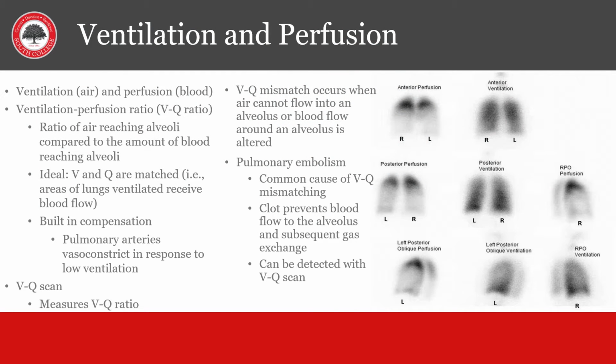Ventilation is the air taken into the lungs, and perfusion is the blood flow ready to accept the oxygen and disperse the carbon dioxide. Ideally, this should match, but in the case of, say, a pulmonary embolism, there will be a wedge-shaped mismatch in the ventilation and perfusion. A VQ scan will show a patient's ventilation and perfusion. Here's a normal one on the right.